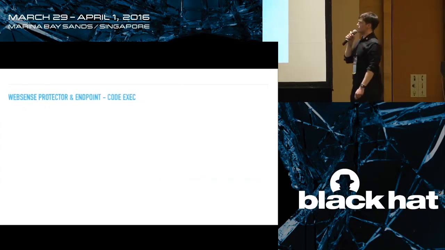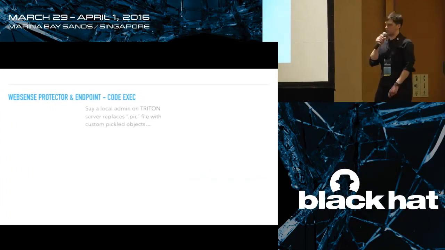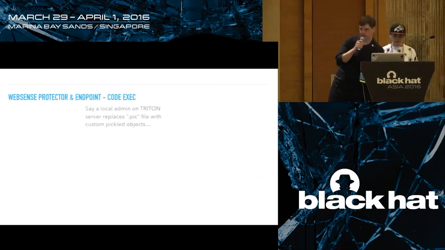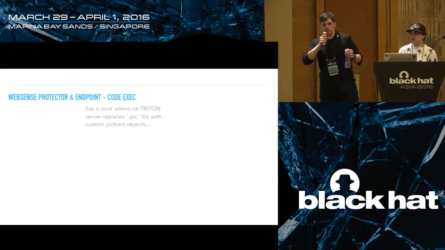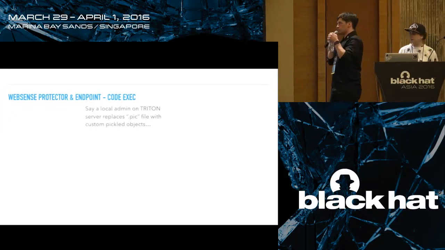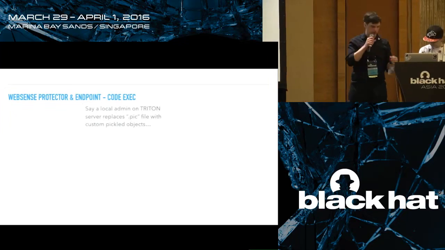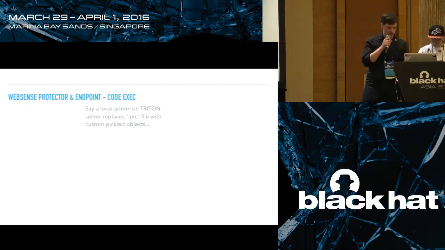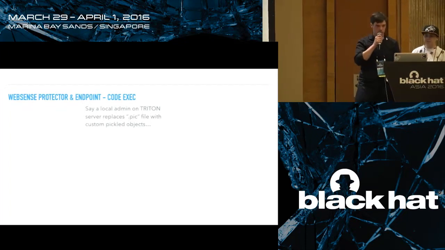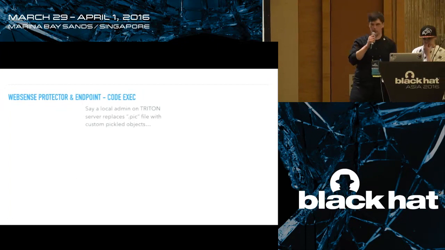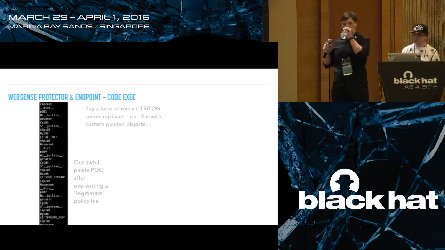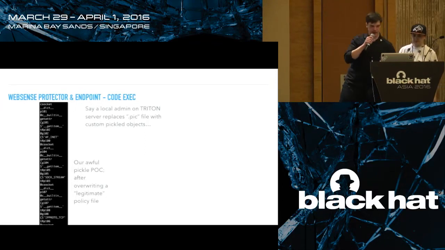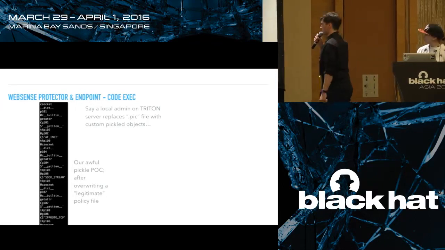So what this led to was a scenario where, say, an admin is already on the Triton server, and some organizations probably have different people doing different things, someone who manages the local server versus someone who actually manages all the DLP. They overwrite one of those pickled object files with their arbitrary pickled code, and this is our really bad proof of concept on the left, which I know looks kind of dumb, but basically what it does is it opens up a reverse shell.